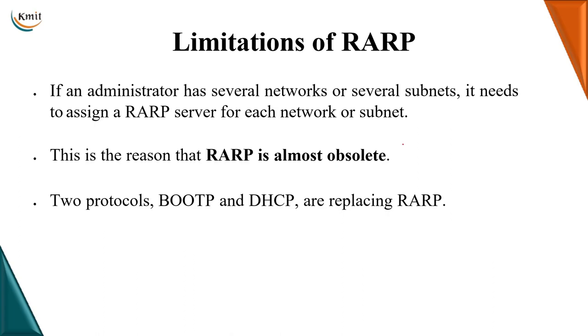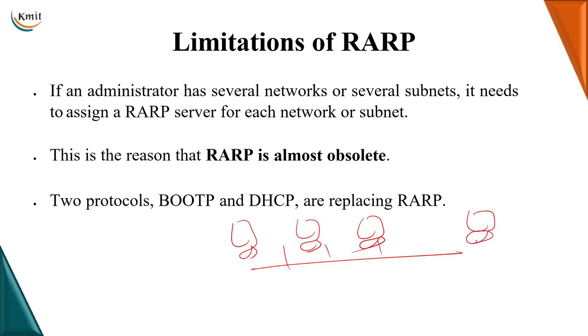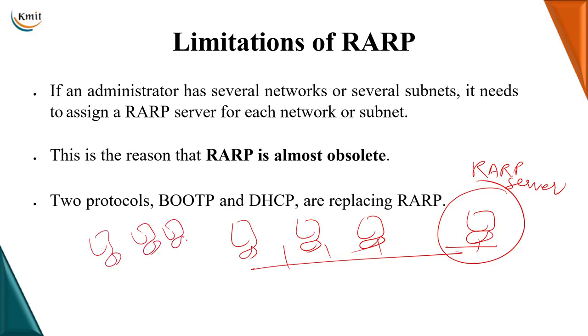What are the limitations of RARP? What is the problem with RARP? The problem with RARP is, if I have one network, on which all these devices are asking for an IP address, I have one RARP server here. But if I have different networks, different sub-networks, then for every sub-network I need to appoint one device as a RARP server. This is the reason that RARP has almost become obsolete. We have two protocols which have replaced RARP, called BOOTP and DHCP, which we will learn next.